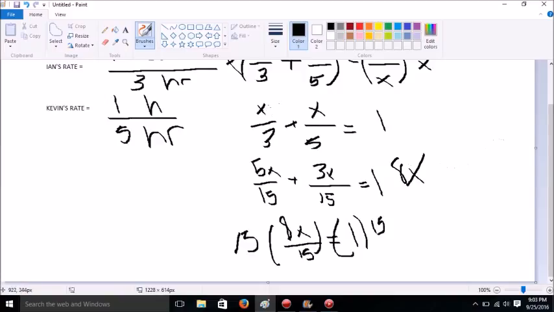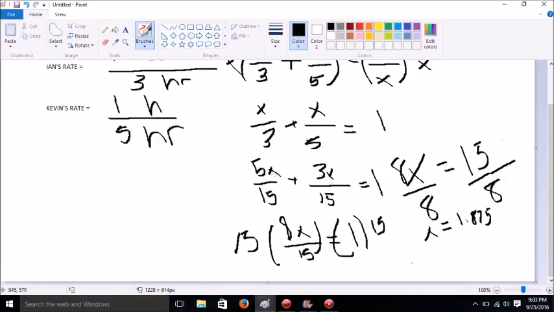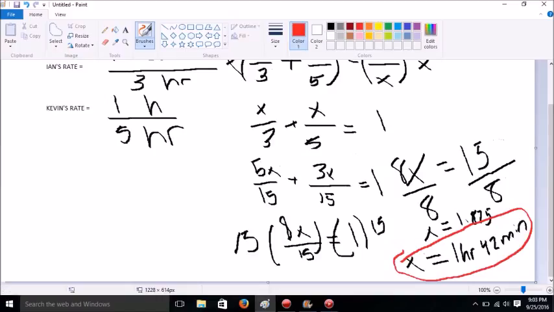8x equals 15. So we're going to divide both sides by 8, getting x is equal to 1.875. And to simplify that, it would be x equals 1 hour and 52 minutes for them to finish cleaning the house together. And that's your answer: 1 hour and 52 minutes.